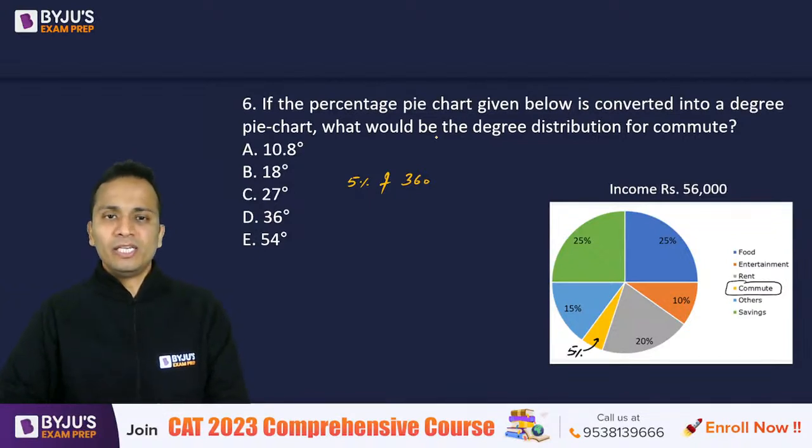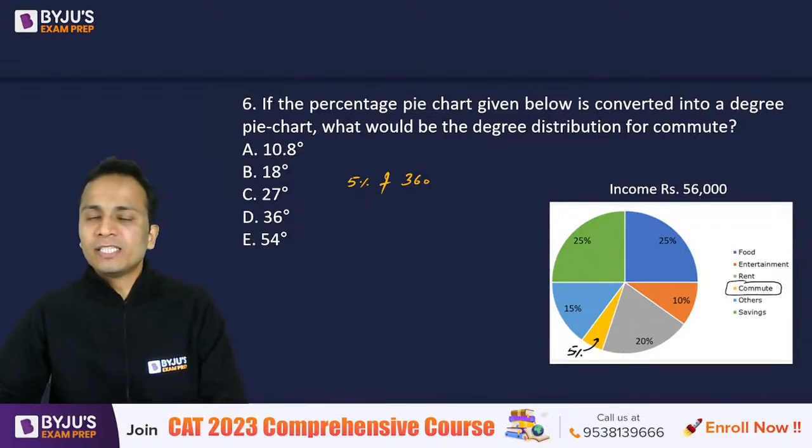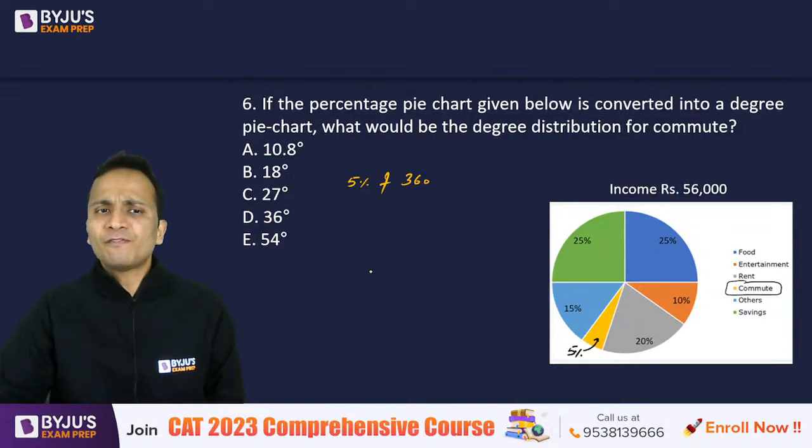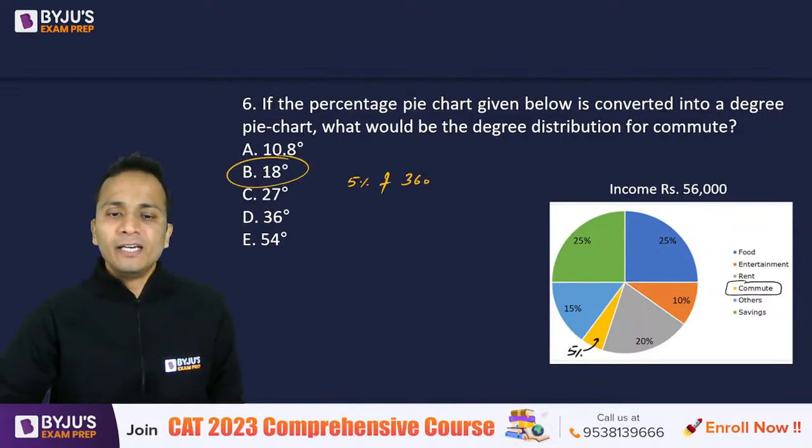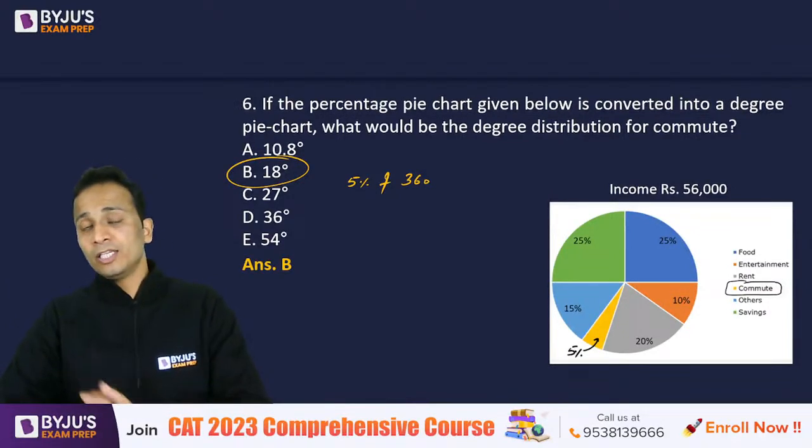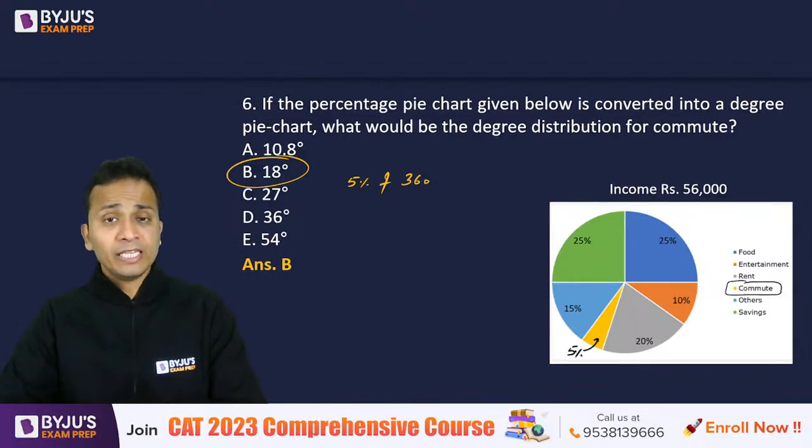Again, this can be done orally. So 10 percentage कितना होगा? 36, and then 5 percentage will be half of 36. That is 18 degrees. So most of you have given a correct answer. The correct answer should be 18 degrees, which is option B. Let's move on to the next question. ये बहुत simple question था, ज़्यादा time spend नहीं करना इस पे.